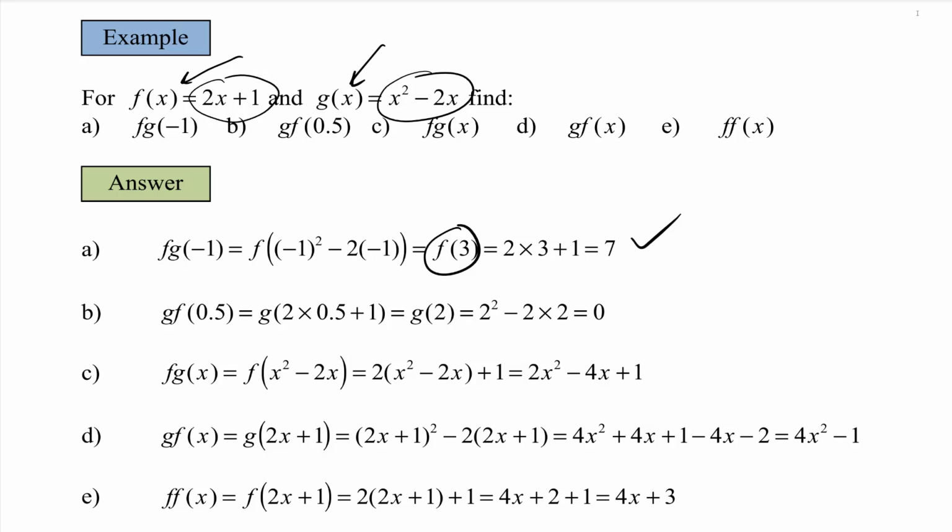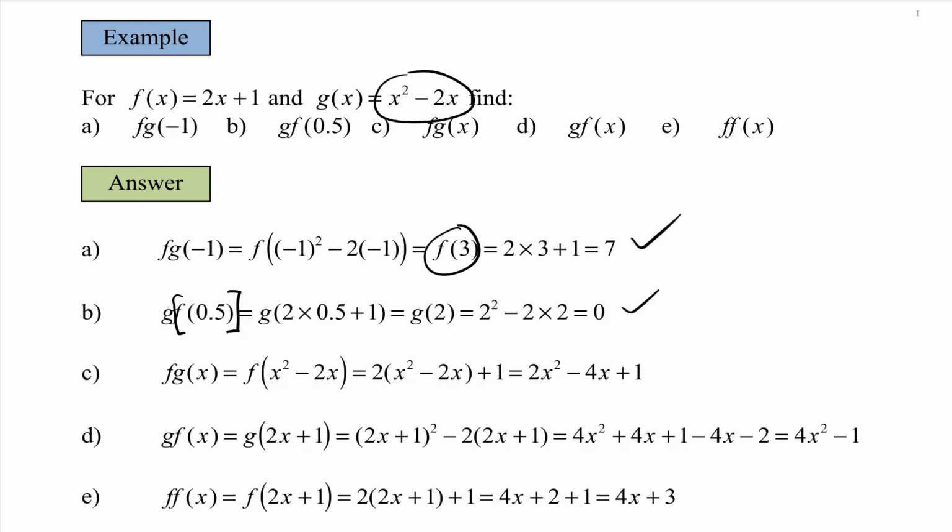G of f of 0.5. So again, do the inner function first. Kind of think of brackets around it like that. So substitute 0.5 into the f function. 2 times 0.5 plus 1 gives us 2. So then we've got g of 2. And now we substitute 2 for x into this equation. 2 squared minus 2 times 2, we get 0.